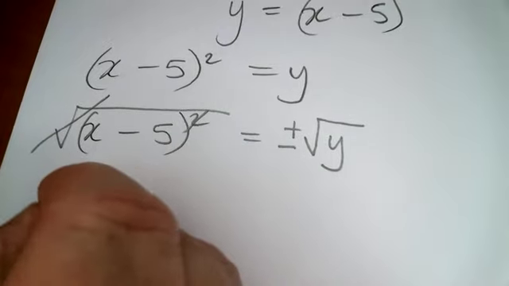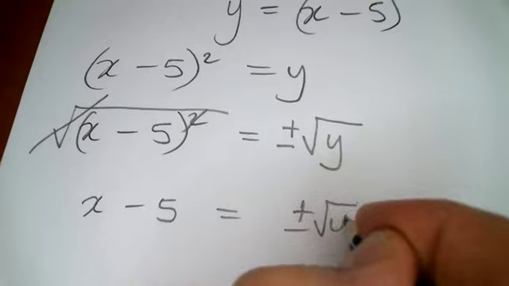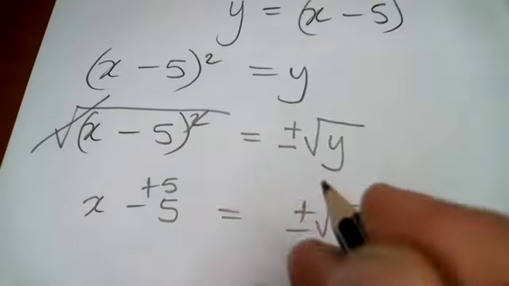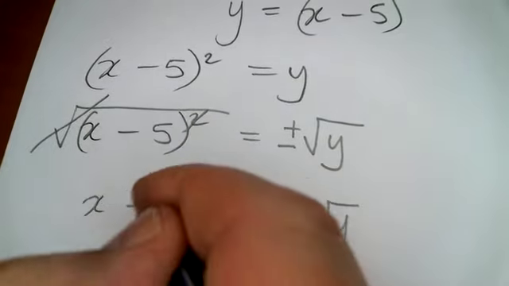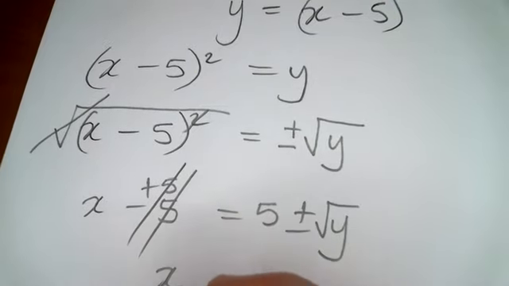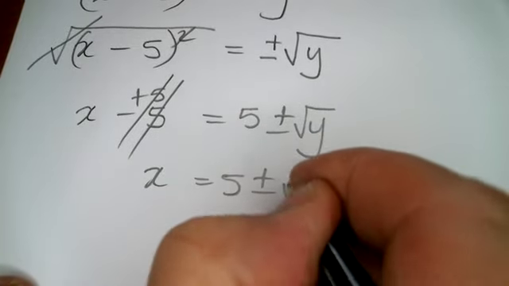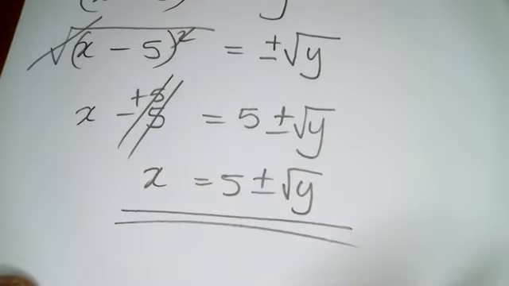So I've got x minus 5 is equal to plus or minus the square root of y. I'm going to add 5 to both sides. Here we go, adding 5 to both sides. Of course, 5 and negative 5 leave me with x. So x is equal to 5 plus or minus root y, and there is my solution.